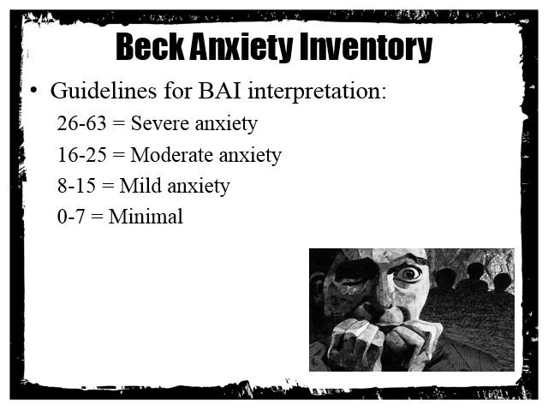The guidelines for Beck Depression Inventory interpretation are a little different than the Beck Anxiety Inventory. Here are the guidelines for the BAI interpretation. A score of 0 to 7 is minimal anxiety, 8 to 15 is mild anxiety, 16 to 25 is moderate, and 26 through 63 is severe anxiety.